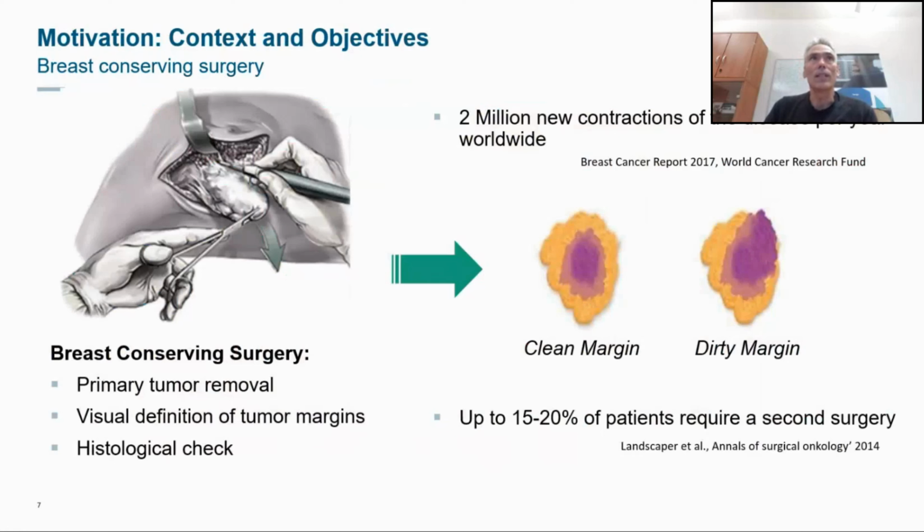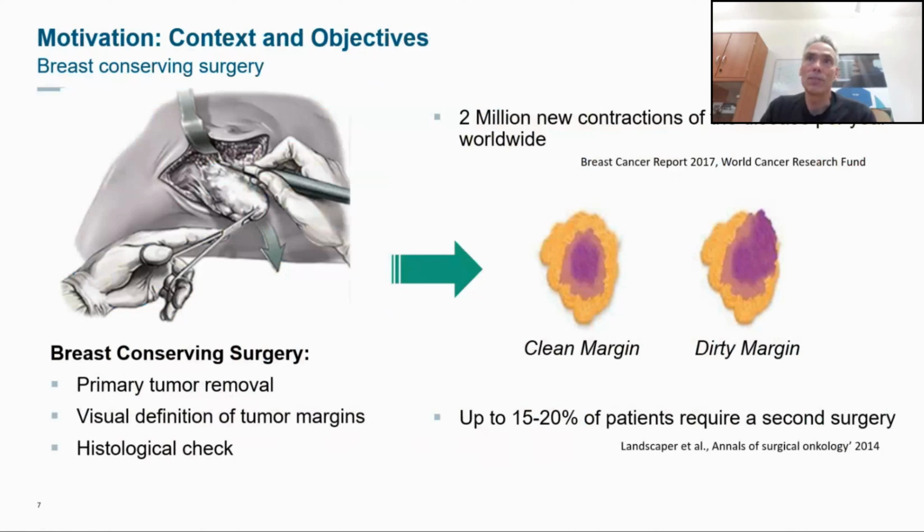All right, so let's look into the context and objective. What we are primarily interested in here is breast conserving surgeries, where typically the primary tumor is removed from the patient, and then the medical doctor visually inspects the tissue and looks for tumor margin. That means what they really want is a clean margin. That means a cut through the tissue does not show any cancerous tissue reaching up to the edge, which they call a dirty margin. And if that's the case, typically the patient has to undergo a second surgery. And that already happens 15 to 20% of the time.